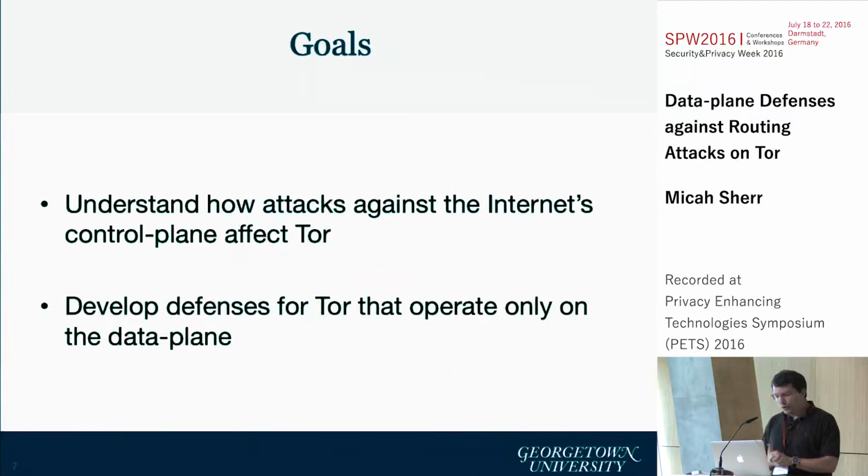So the goals in this work are to understand how attacks against the internet's control plane affect Tor, and to develop defenses for Tor that operate only at the data plane. We assume that Tor wants to actually use this technique and isn't going to receive a lot of cooperation, since the relays are not operated by autonomous systems, they're operated by volunteers.